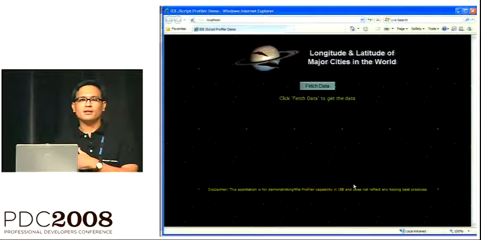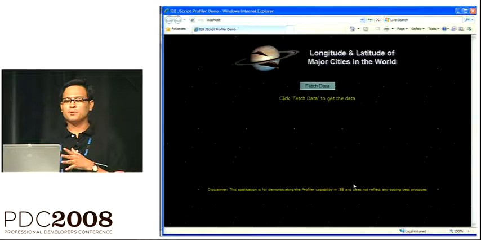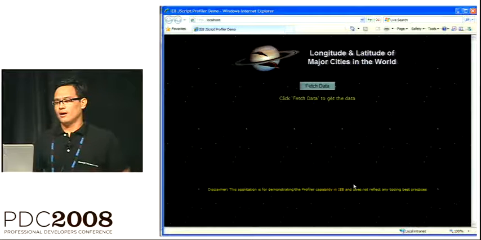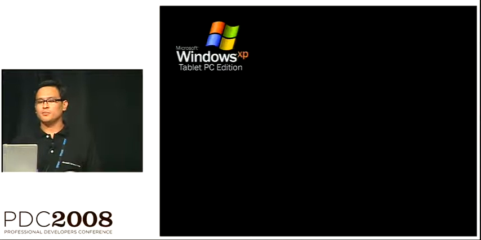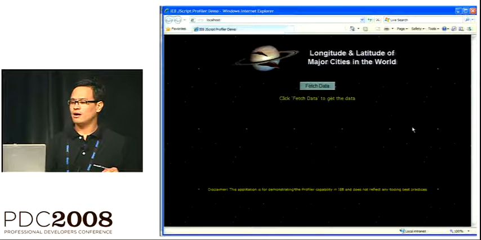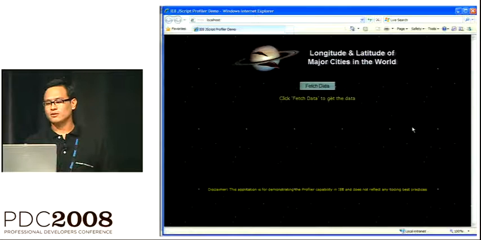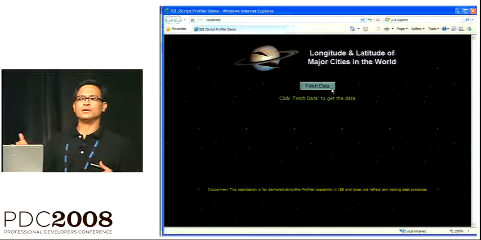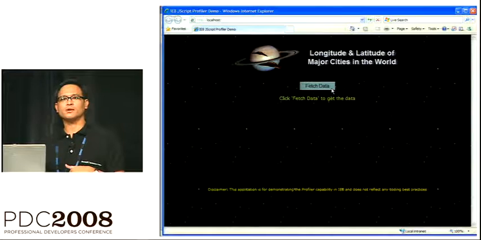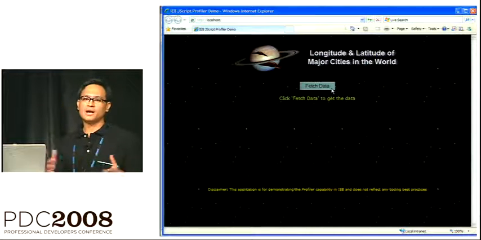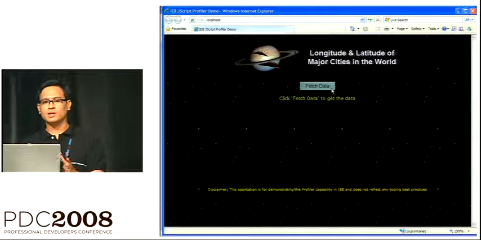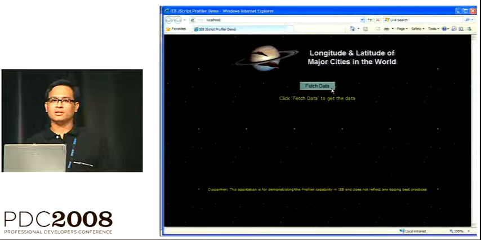So here on the screen, you can see a sample web application which I wrote. It's a very simple application. The moment I click on this button called Fetch Data here, it's going to send a request to the server. The server is going to send me back some data, which we are going to parse. And finally, we are going to display the data in a table here.